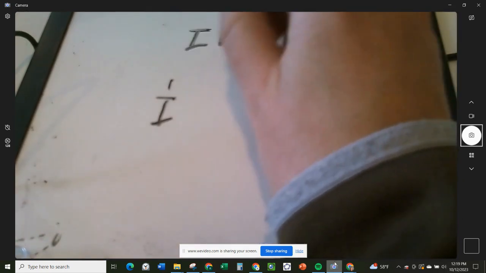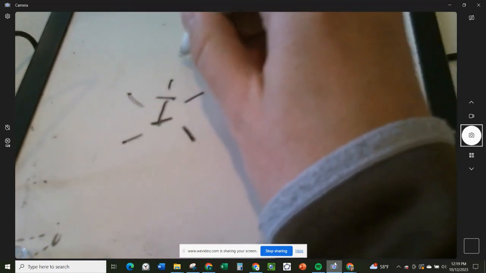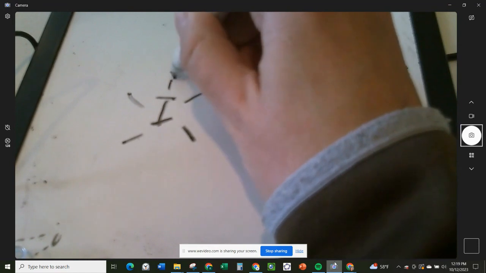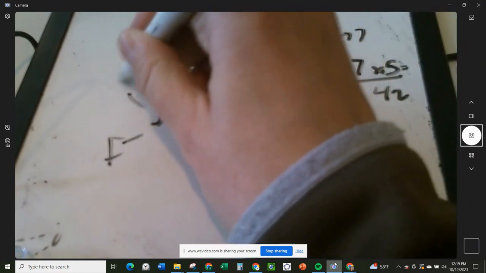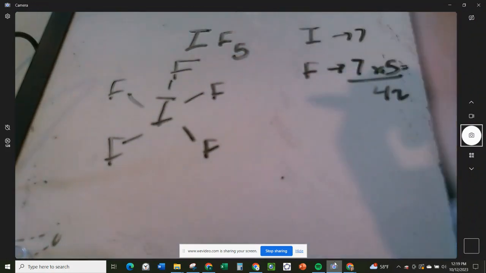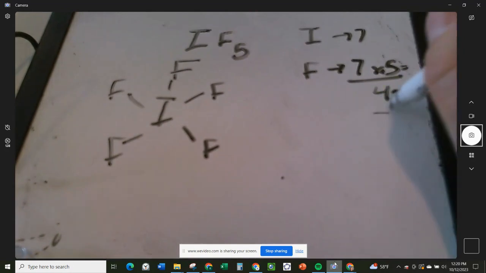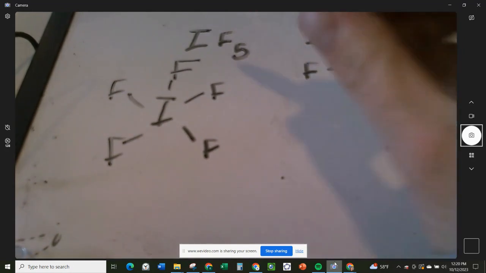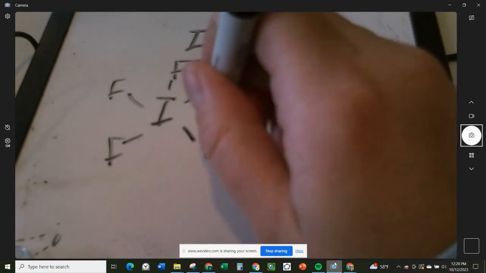And right off the bat, we have 5 groups. That's okay, because we talked about this. Iodine is a big atom. It can accommodate a lot of electrons. So first put them around, 2, 4, 6, 8, 10. We've used 10 electrons already, so we've got 32 left to show. And then we'll put these electrons around these groups. So let's go ahead and do that.